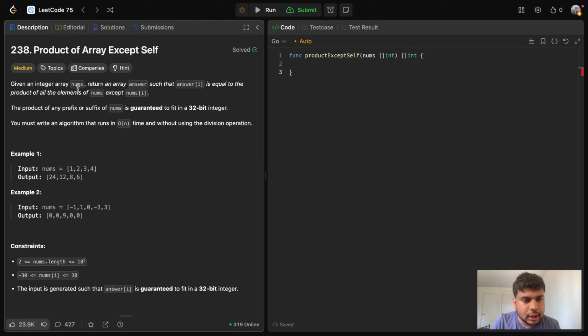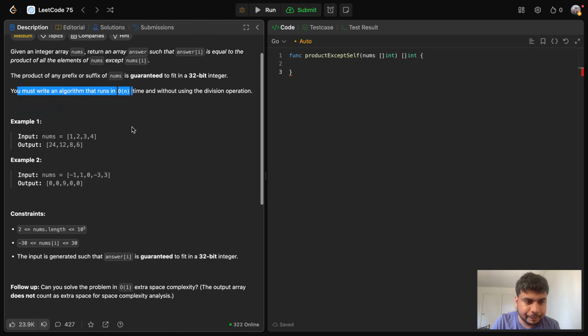Given an integer array nums, return an array answer such that answer of i is equal to the product of all the elements of nums except nums of i. The product of any prefix or suffix of nums is guaranteed to fit in a 32-bit integer. You must write an algorithm that runs in O of n time without using the division operator.